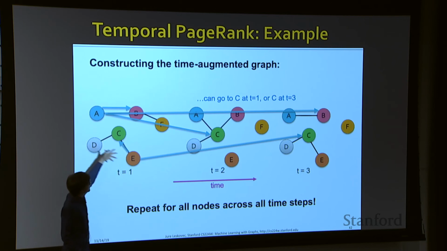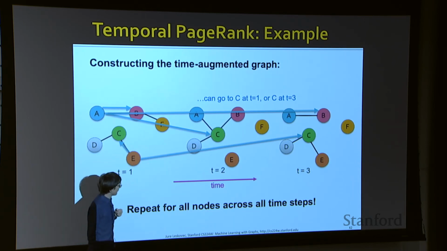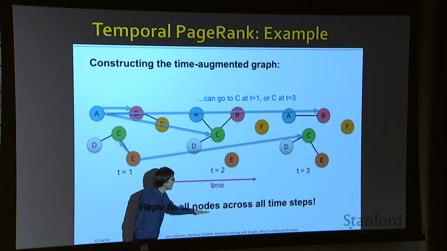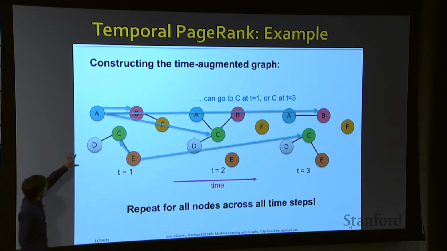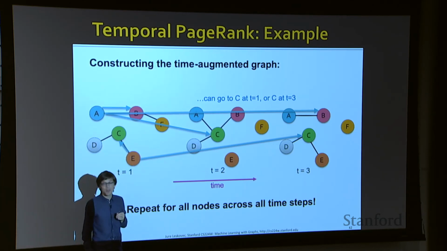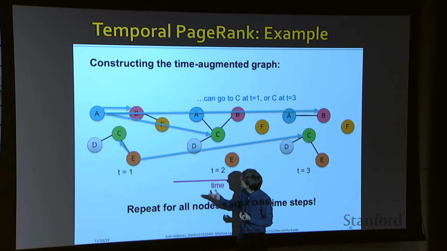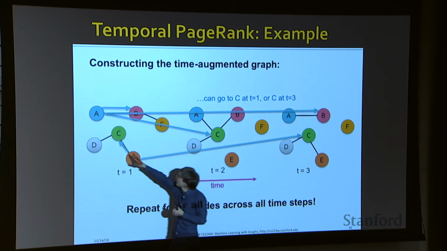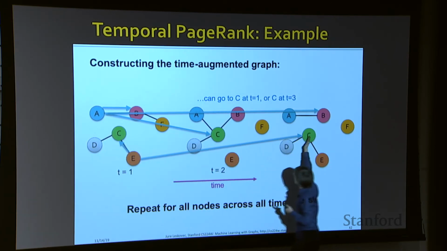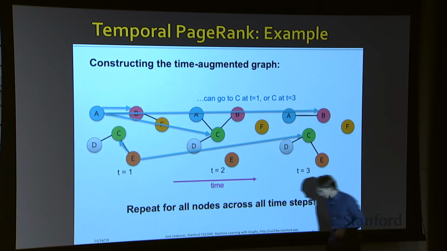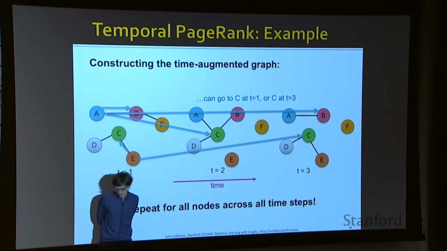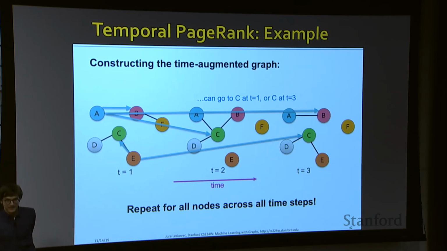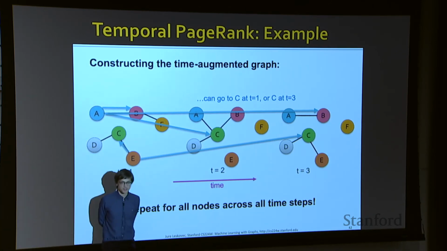And now we can repeat this process to create this type of temporally augmented graph across all nodes and across all time steps, right? And now if I run the page rank on this temporally augmented graph, then I would get a different importance, let's say, for node C at time one versus time two versus time three, right? And this is essentially how this would work, at least conceptually. Do people have any questions?